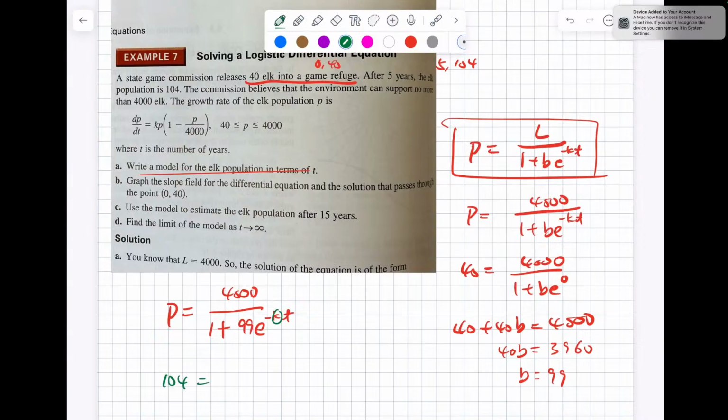So 104 is equal to 4,000 over 1 plus 99 e to the negative 5K. Is that okay?